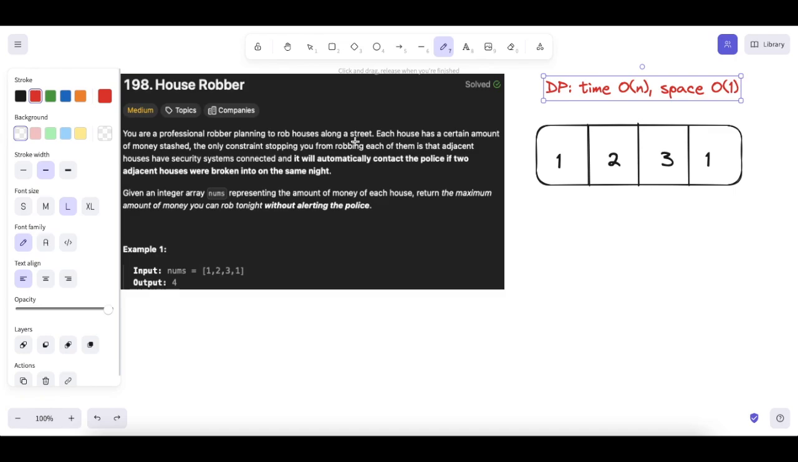Hey everyone, today we'll be going over LeetCode problem 198, House Robber. This is another problem off the Blind 75 list, which is a list of problems commonly asked during technical interviews.